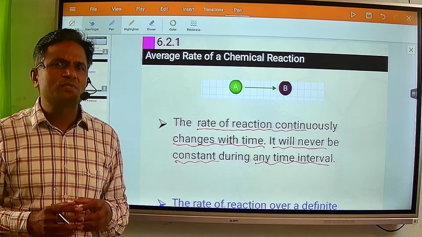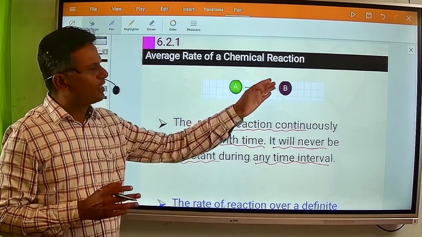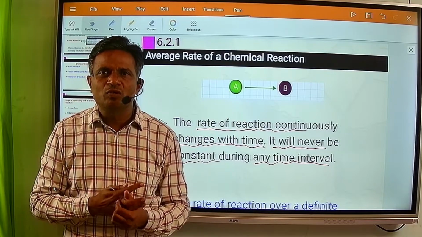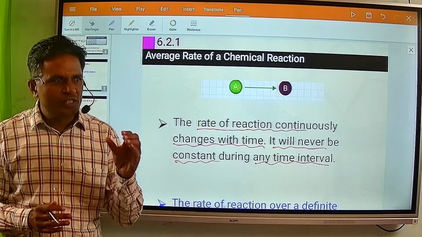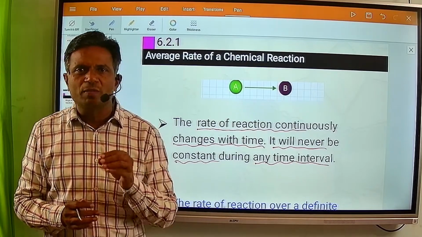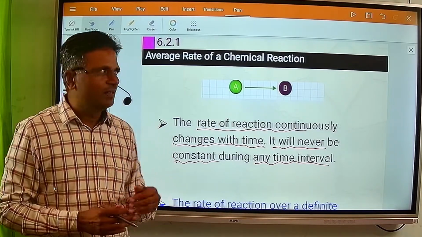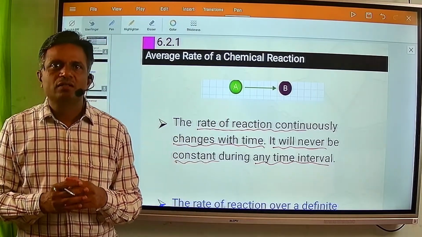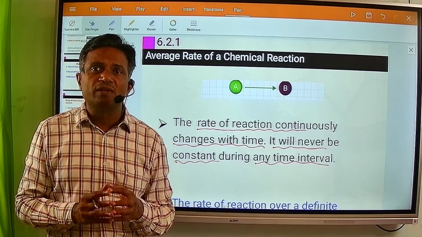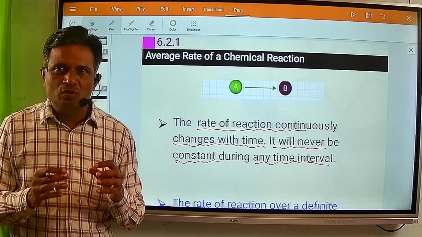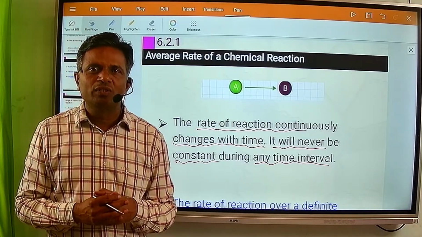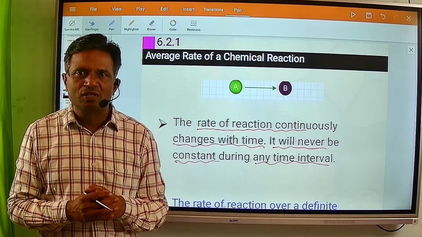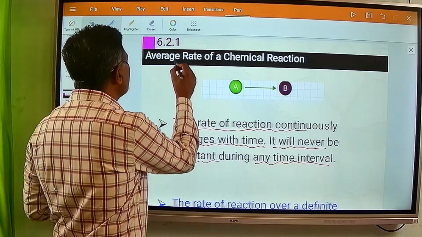Now, let us suppose you have to assume this particular chemical reaction, and let us say this chemical reaction is going to complete in 30 minutes. So, during this 0 to 30 minutes, while determining the average rate of reaction, what you have to do? You have to choose two different time intervals. Whenever you determine the rate with the help of two different time intervals and two different concentration terms, that particular rate becomes the average rate.